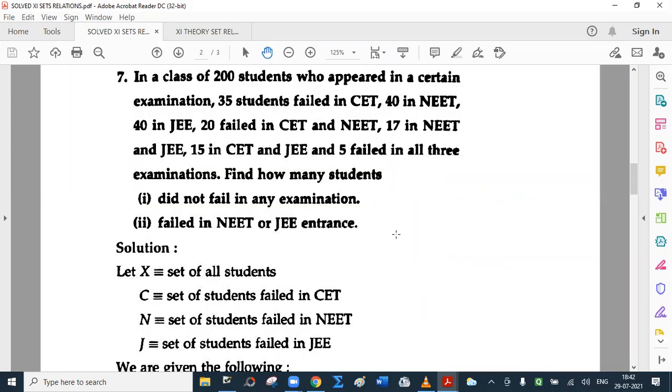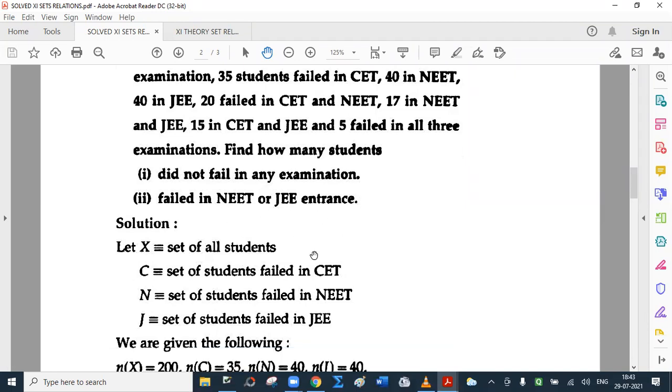In a class of 200 students who appeared in a certain exam, 35 students failed in CET, 40 in NEET, 40 in JEE, 20 failed in CET and NEET, 17 in NEET and JEE, 15 in CET and JEE, 5 failed in all 3 examinations. Find how many students, first, did not fail in any exam. Second, failed in NEET or JEE entrance exams.